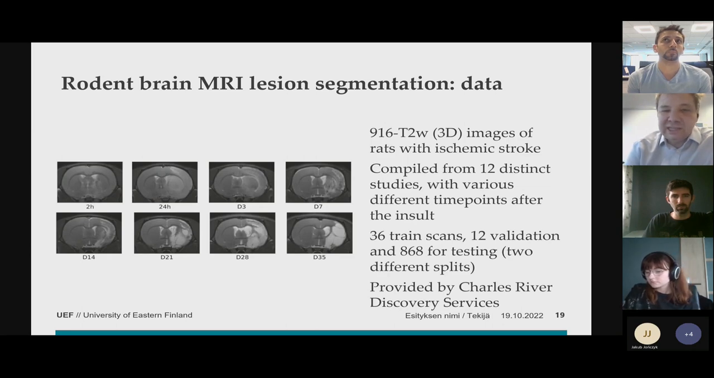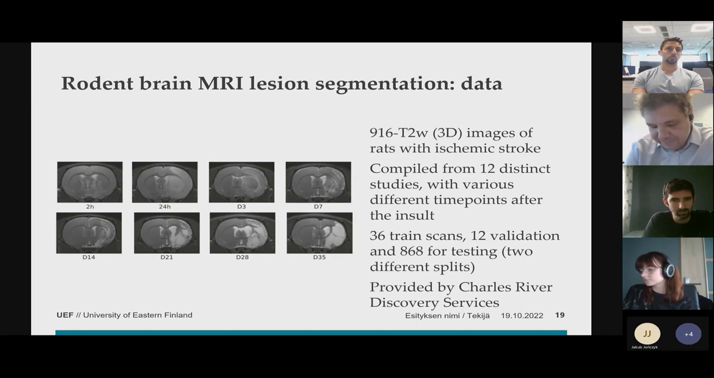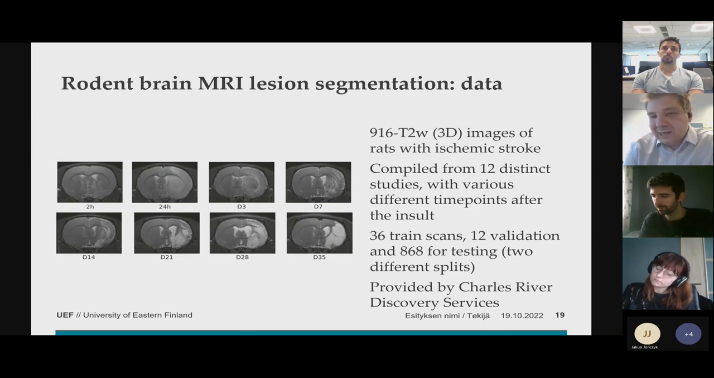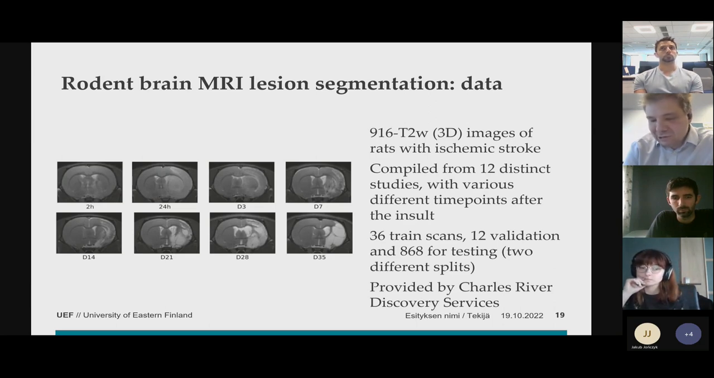We divided this into 36 train scans, 12 validation scans, and 868 scans for testing. And we did two different splits. I'll go to that later. The reason why we have such large test sets and such small training sets is that if we would demonstrate that something works with, let's say, 100 training volumes, that wouldn't be usable, because no one can have 100 training volumes manually annotated.